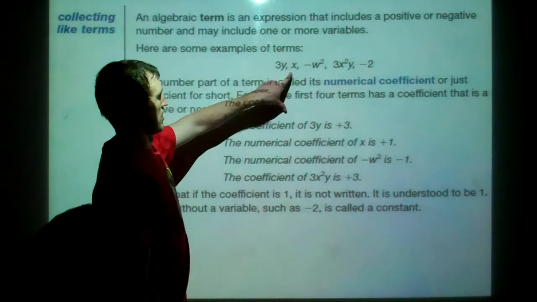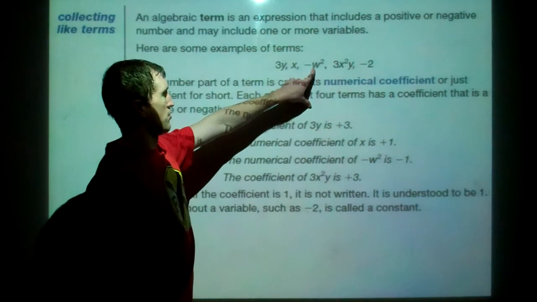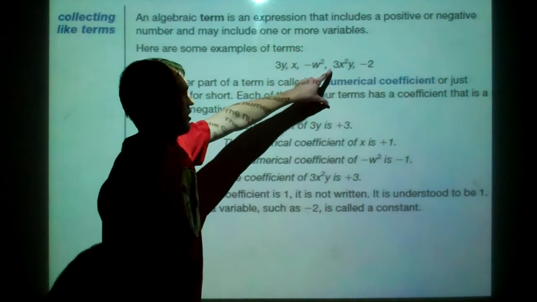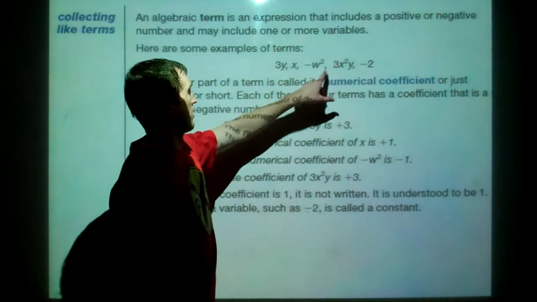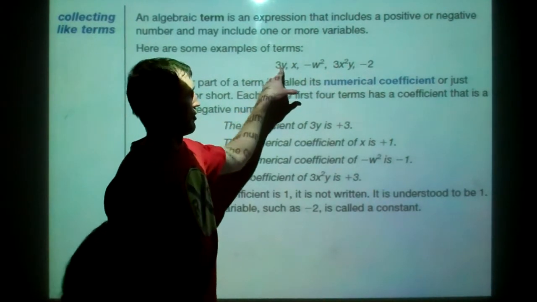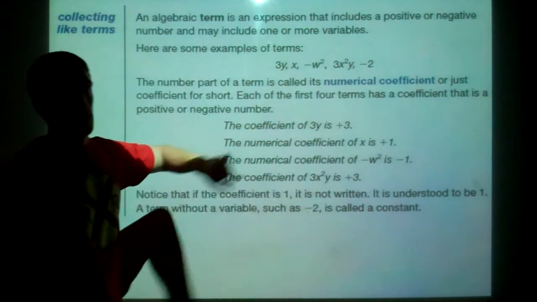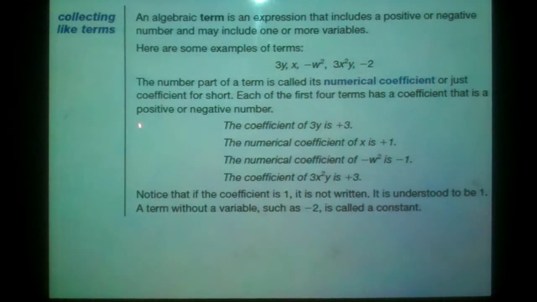3y is a term. x is a term. Negative w to the second is a term. 3x squared y is a term, where all this is being multiplied. 3 and y are being multiplied here. Negative 2 is a term. Okay? And it says the number part of a term is called a numerical coefficient, or just a coefficient for short. We call those coefficients.